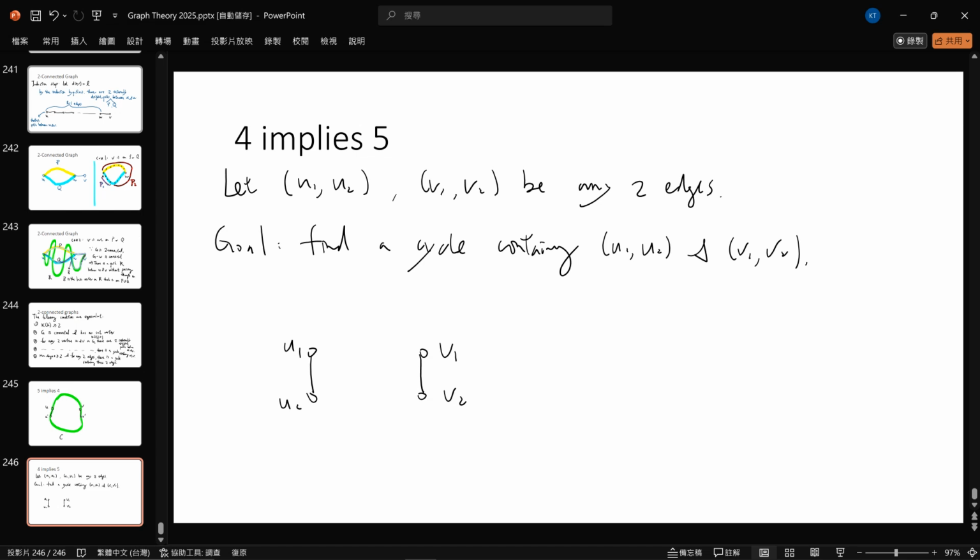And what we have is property 4. Property 4 tells us that for any two vertices, like U1 and V1, we can find a cycle. But this time, we want to make sure the cycle passes through these two edges. So the trick is we're going to add two vertices, A and B. And I claim that after you add these two vertices and these four edges, the graph is still 2 connected.